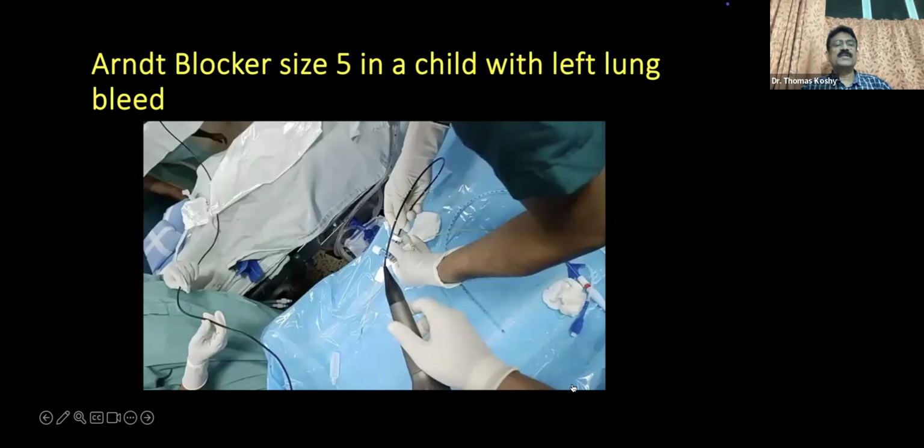So what I'm going to demonstrate is the ARN blocker size 5 in a child in our ICU, a patient with a left lung bleed. So we wanted to isolate that left lung, so we decided to put an ARN blocker into the left lung.